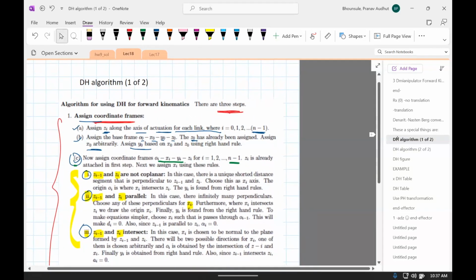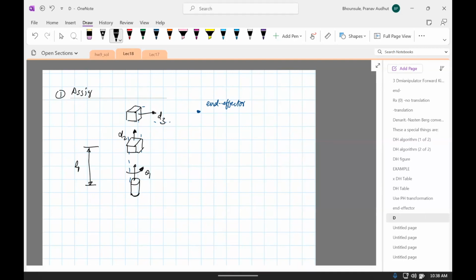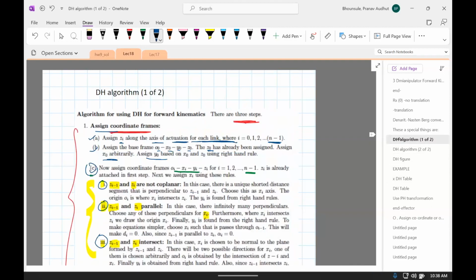Okay, assign coordinate frames. So first, assign Zi along the axis of actuation for each link. So here's the first step. I need to assign the Z axis along the axis of actuation. We'll start with Z0. This is Z0, Z1, Z2. Right? 3 joints, 3 axes. Okay. Done with step 1.